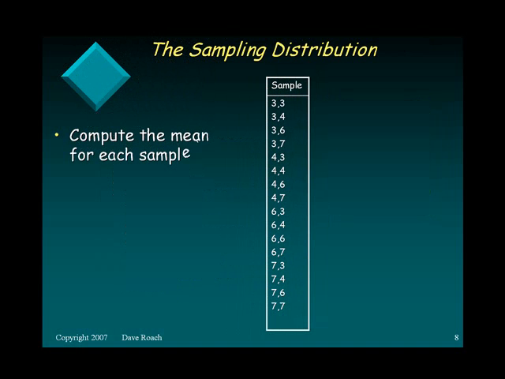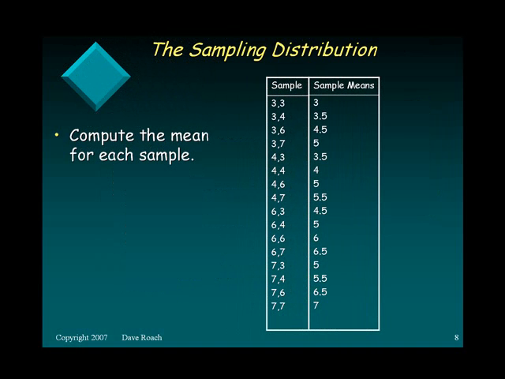So now we're going to compute the mean for each sample. So in the first sample we had a 3 and then a 3. The average of those is of course 3. In the next sample we had observations of 3 and 4, and the average of 3 and 4 is 3.5. The next sample we had a 3 and a 6, and the average of 3 and 6 is 4.5. Just add them up, 3 plus 6, divide by the number of them, that's 2. And you got 4.5.